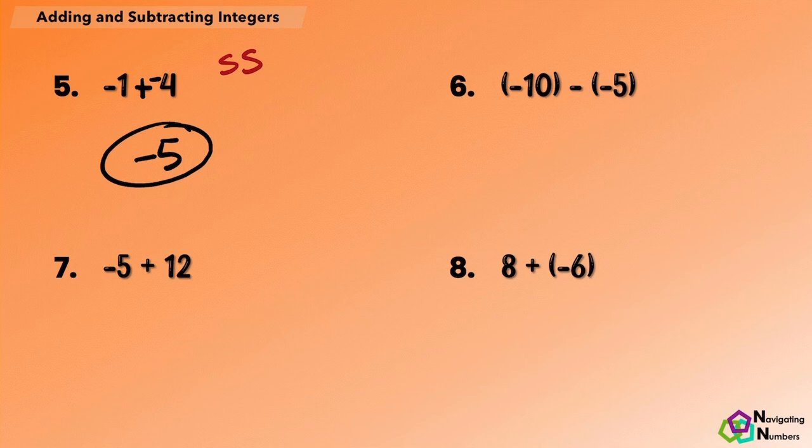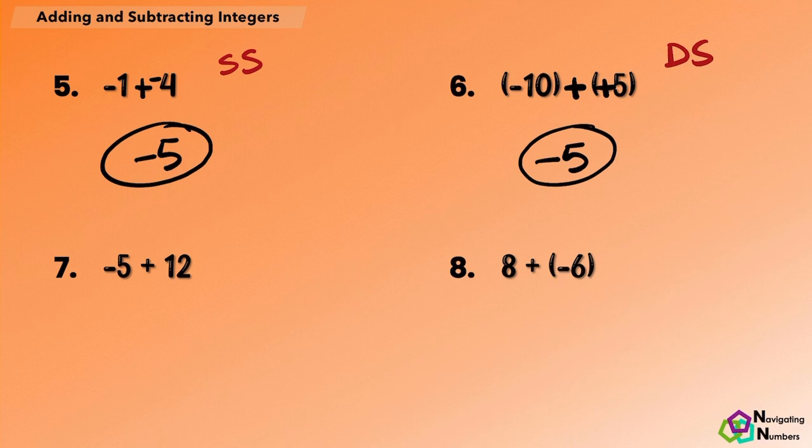Number 6, we have negative 10 minus negative 5. So we have subtraction. So we're going to change that into addition. So let's add the opposite. We have negative 10 plus positive 5. Now we have a negative 10, a positive 5. So these are different signs. So we have same sign, add and keep, different sign, subtract. So a 10 minus a 5 is a 5. And we keep the negative of the 10 because 10 is greater than 5. So it's a negative 5.